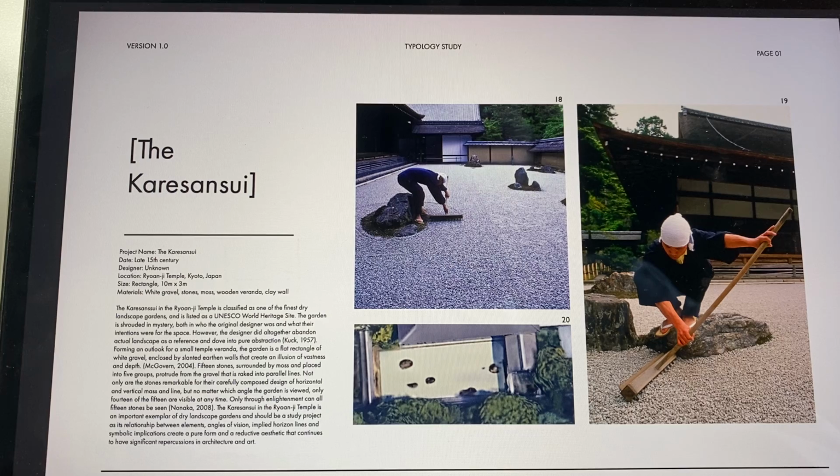This garden is so special because the designer, whoever it was, abandoned the allegory of nature and the universe and created a completely abstract garden. The garden contains 15 stones. However, when you're viewing the garden, you can only see 14 stones at a time. Apparently you can only see the 15th stone when you are enlightened. This garden is quite popular because people make their own connections and assumptions about the narrative.